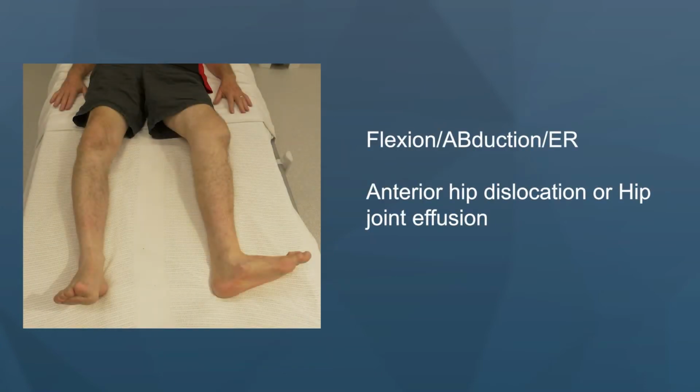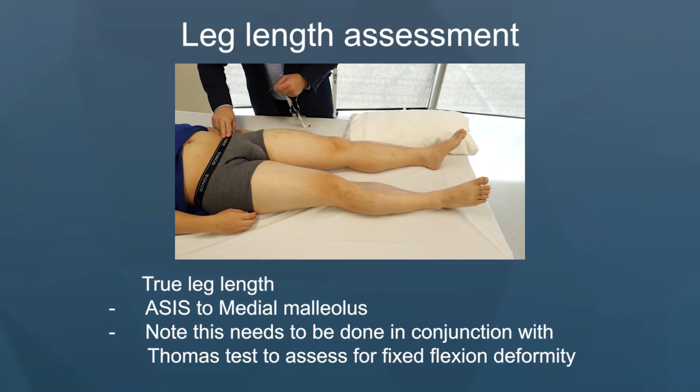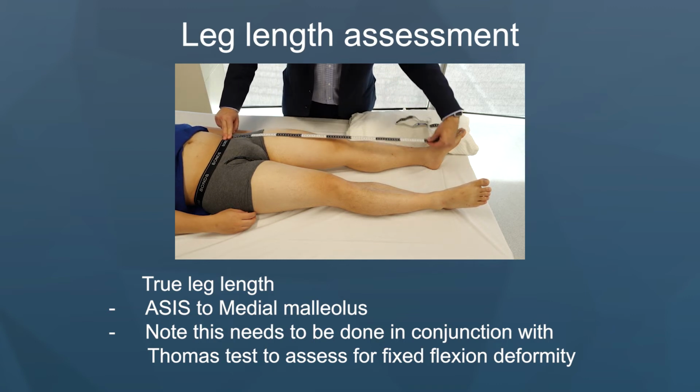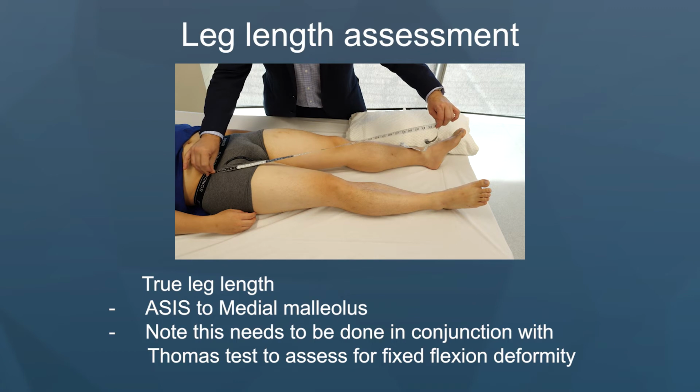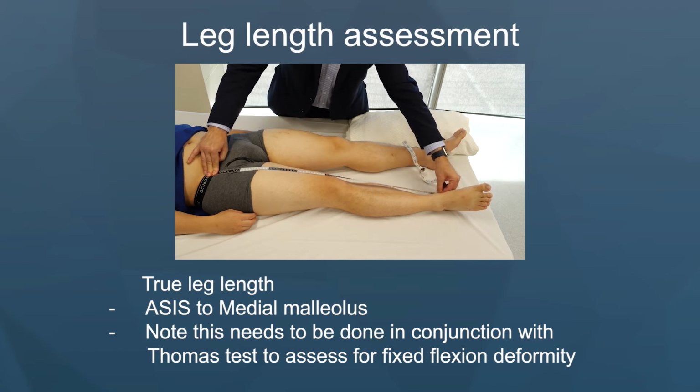A flexed, abducted and externally rotated limb would suggest an anterior hip dislocation. But also in a young patient, or those with suspected hip infection, it could indicate synovitis or hip joint effusion, as it is the position of least capsule tension. While supine, take this opportunity to assess leg length, quantify any discrepancies and identify where this is located. For true measurement, square the pelvis with the anterior superior iliac spines at the same level and measure from the anterior superior iliac spine to the medial malleoli on both sides.